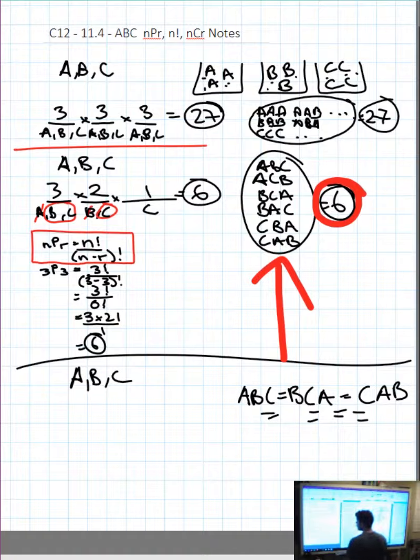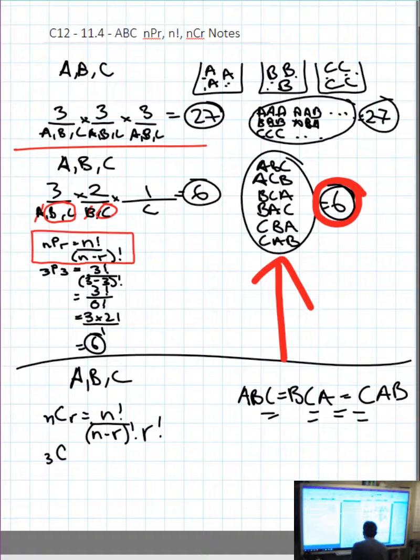We now have a new formula, nCr equals n factorial over the same n minus r factorial, but we also have another r factorial on the bottom. So let's work that one out. Well, again, we have 3 things to choose from, and notice it sounds the same, but now we're choosing 3 of them again, but this time the order doesn't matter. So A, B, and C are the same as B, C, A.